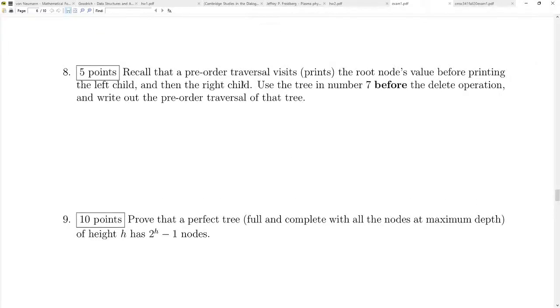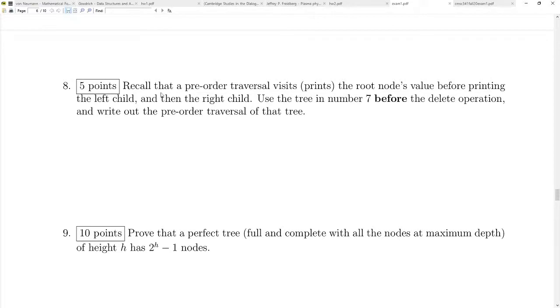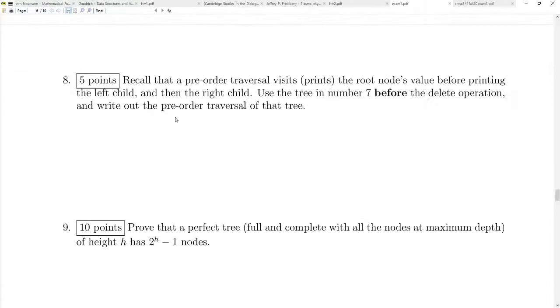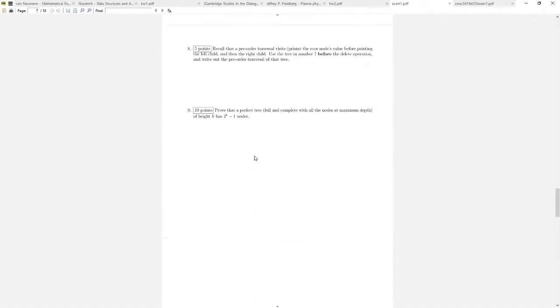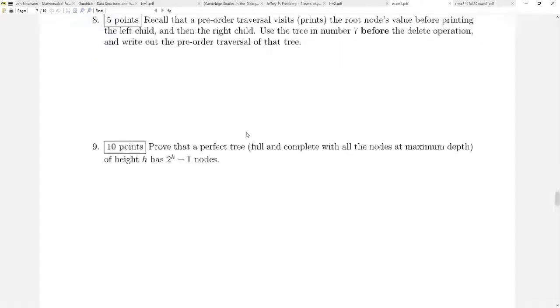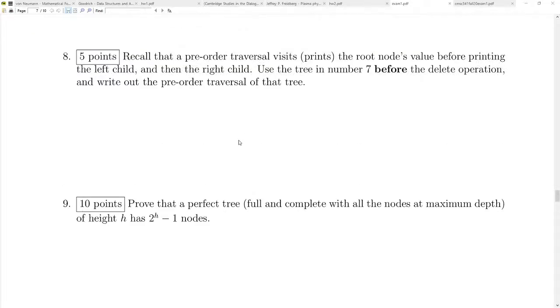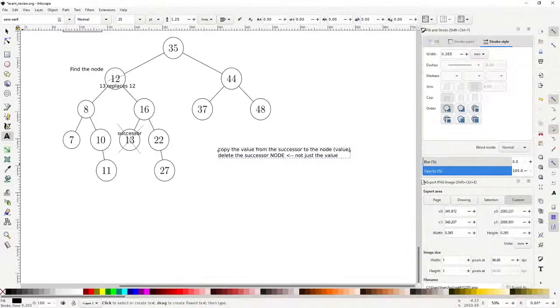Recall, use the tree in number 7, write out the pre-order traversal. This is definitely going to go on the exam. And I can't promise you whether it's going to be a pre-order traversal or a post-order traversal. Some kind of traversal of a tree is going to go on the exam, just based on the absolute amount of nonsense that happens when I ask people to do it on the exam.